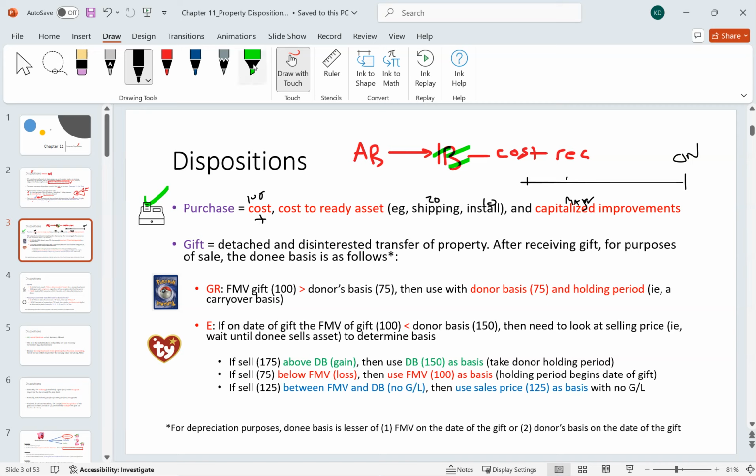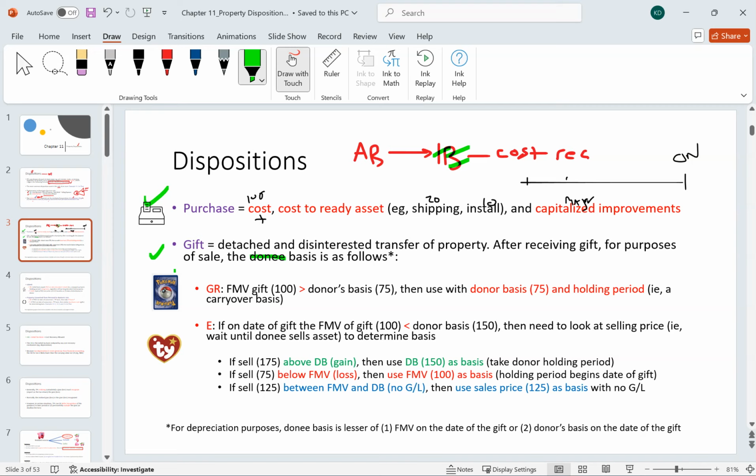The next way you can acquire an asset is through a gift. Whenever we have a gift, there are two parties: the donor, the person making the gift, and the donee, the person receiving the gift. In this situation, we are the donee. Whenever we talk about a gift, what is it? From a legal standpoint, it's a detached and disinterested transfer of property. There's no consideration with a gift. It's not like I'm going to give you $100, but I expect you to clean your room. No, that's quid pro quo, this for that. A gift is just, here, I'm going to give you $100. I don't expect anything in return.